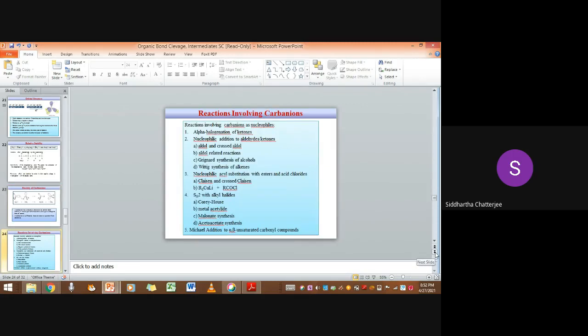Then reactions involving carbanion, you will study mostly with aldehydes and ketones. You just see the reactions involving carbanion as nucleophile: the alpha halogenation of ketone, the nucleophilic addition to aldehyde and ketone, aldol and cross aldol, aldol related. These are very, very important reactions. Then you will find Grignard synthesis of the alcohol. Okay.